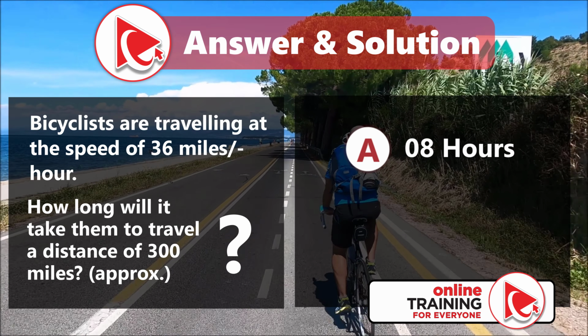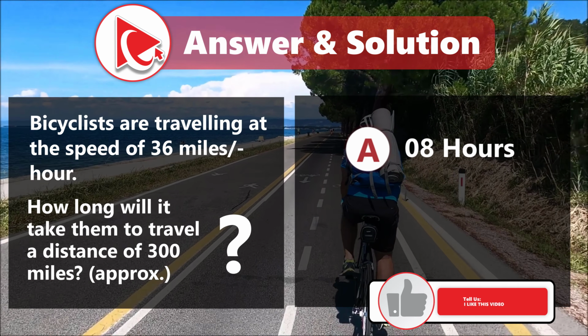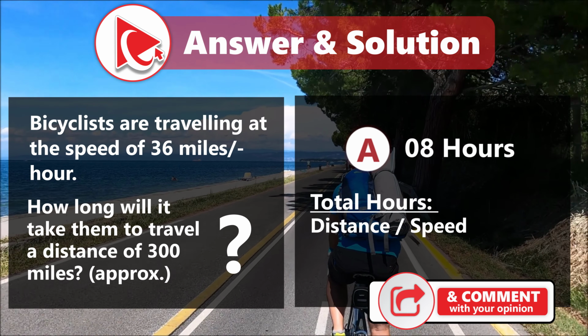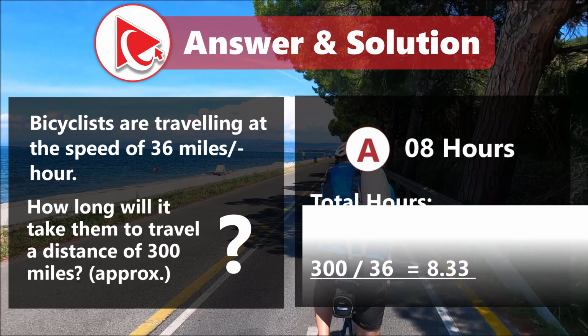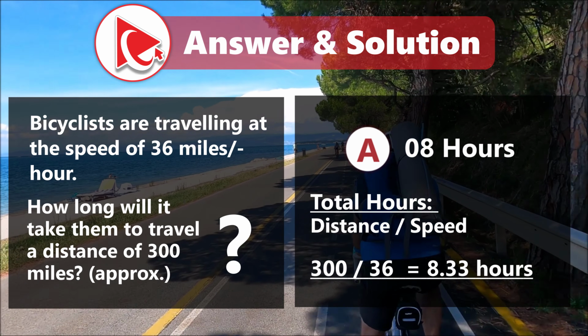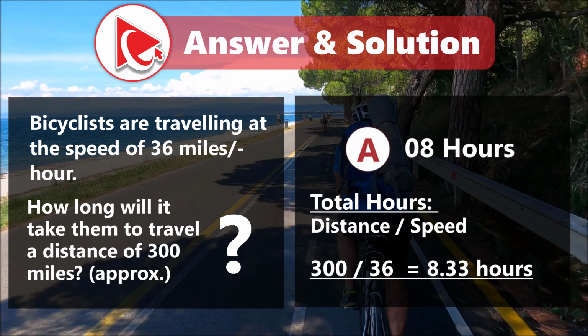My answer is A, 8 hours. And here's why. To calculate the number of hours, we need to divide distance by speed. 300 divided by 36 equals 8.33 hours, approximately 8 hours. That's why I got the answer A, 8 hours.